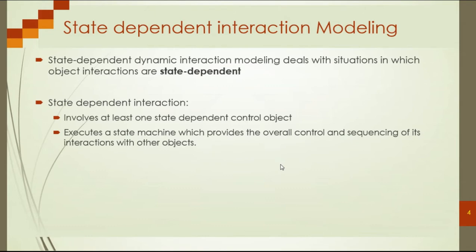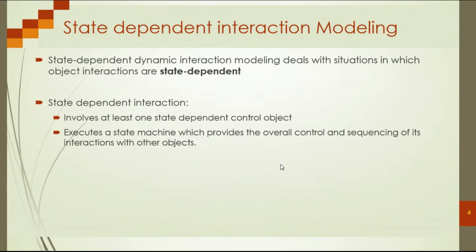In that model, we used a sequence diagram and communication diagram to model the system. In the stateless dependent interaction model, we describe the interaction between the objects by using sequence and communication diagrams. Here we will use the same. We will describe the interaction between the objects of the system using sequence diagram and communication diagram.